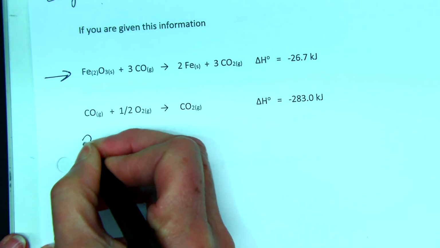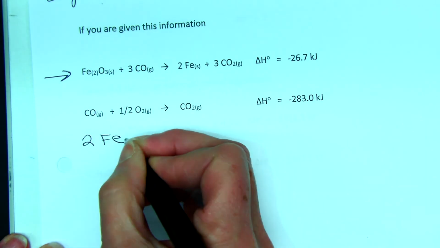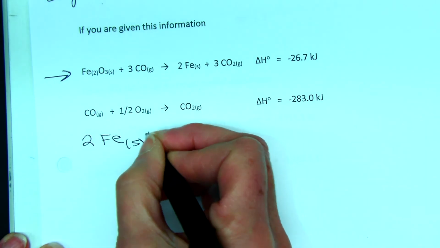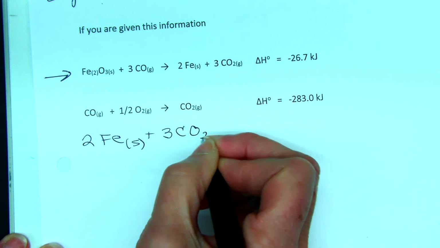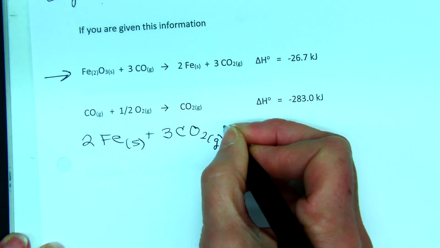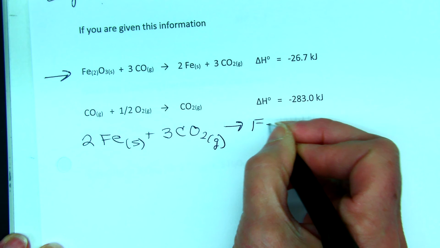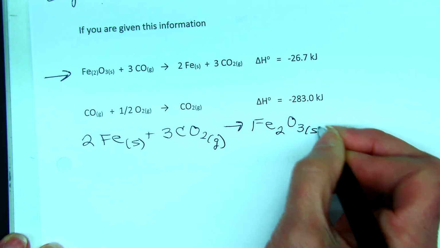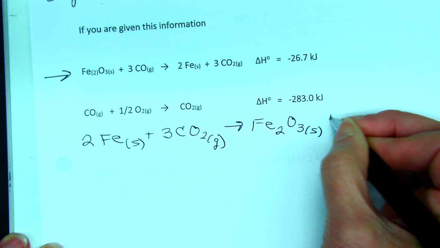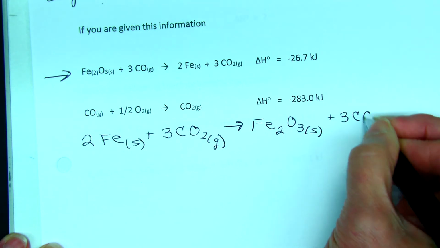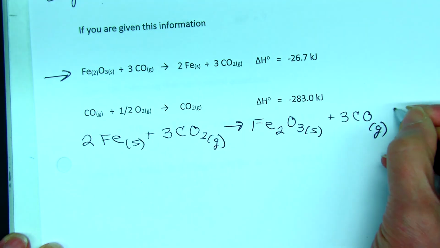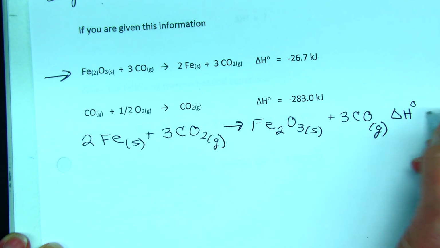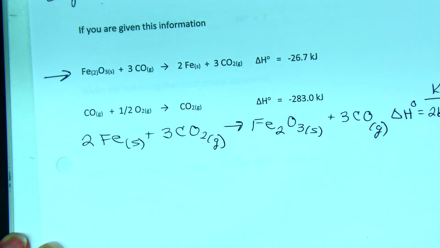So I can say 2 Fe solid plus 3 CO2 gas yields Fe2O3, there shouldn't be a parentheses in there, plus 3 carbon monoxide. And because I turned it around, I changed the sign of the enthalpy term. So I now have a positive 26.7. These all have units of kilojoules.